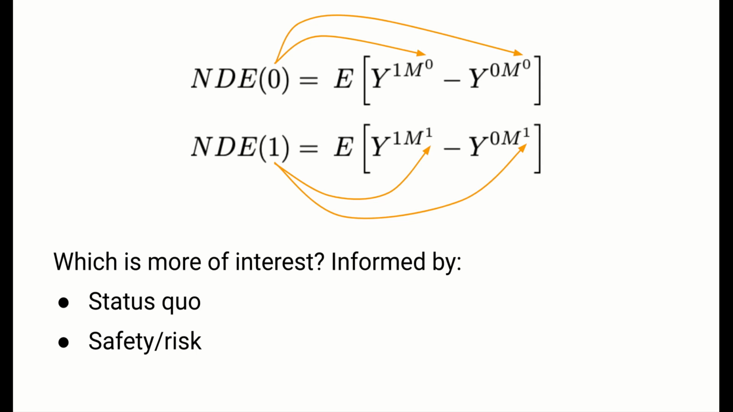Which one of these is more of interest depends on context. Would we like to imagine a situation where the mediator is acting as natural under treatment or no treatment? The answer to that might be informed by the status quo. Is the population of interest already in an M0 or M1 setting? It might be informed by safety. Is an M0 or M1 setting safer or less risky?